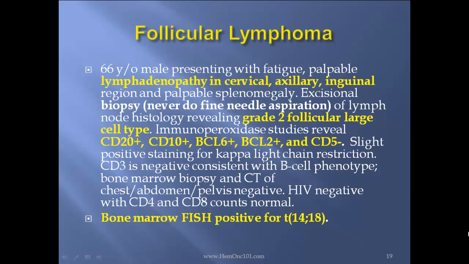Follicular lymphoma. Case report. A 66-year-old male presenting with fatigue, palpable lymphadenopathy in the cervical, axillary, and inguinal regions, and palpable splenomegaly. Excisional biopsy, remember, never do fine needle aspiration, of lymph node histology revealing a grade 2 follicular large cell type. Immunoperoxidase studies reveal CD20 positive, CD10 positive, BCL6 positive, BCL2 positive, and CD5 negative. Slight positive staining for kappa light chain restriction. CD3 is negative, consistent with B-cell phenotype.